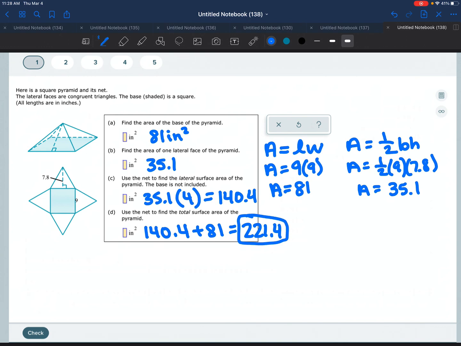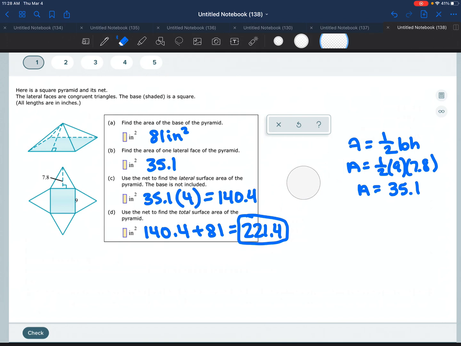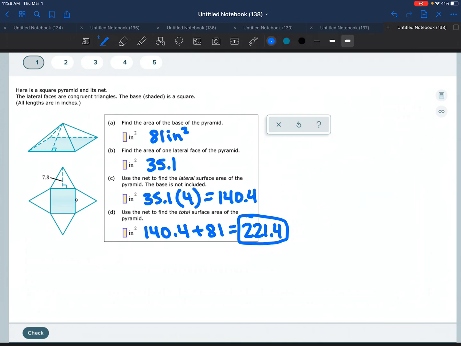Okay, easy enough. Now I'm going to show you the same problem with the formula that I gave you. What was the formula I gave you for a pyramid? S is equal to half capital P L plus B. Perimeter refers to the perimeter of the base, right? So I want the perimeter of the square. Can anyone tell me what the perimeter of the square is?